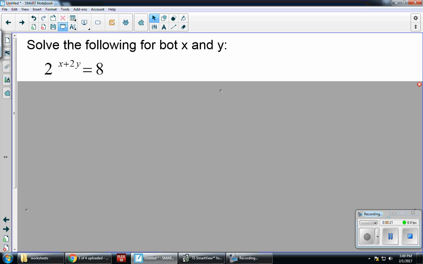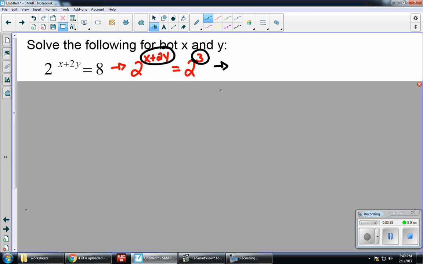So I'm going to write 8 as a power of 2 because 2 cubed is 8. So I have 2 to the x plus 2y is equal to 2 to the third. Now that I have common bases, I can set my exponents equal to each other. So my equation is x plus 2y equals 3. And that's the first one.